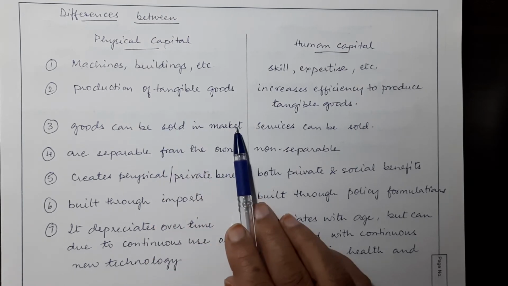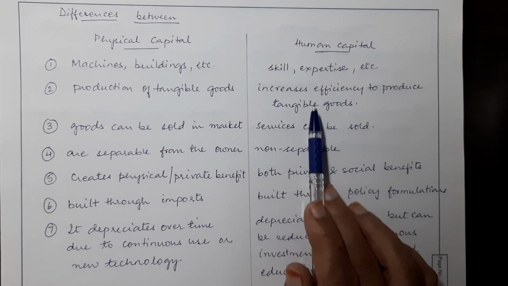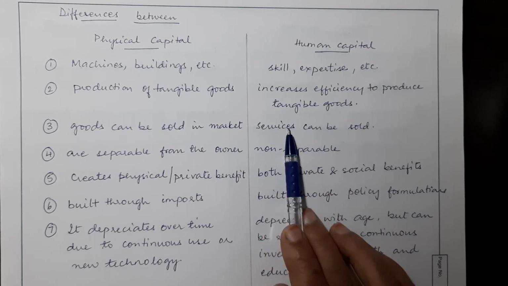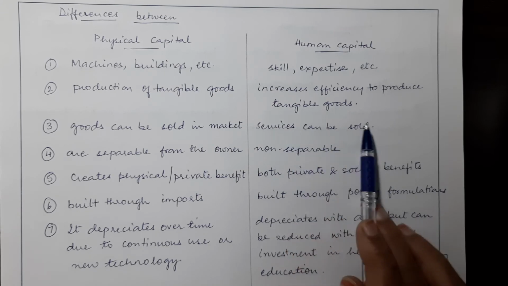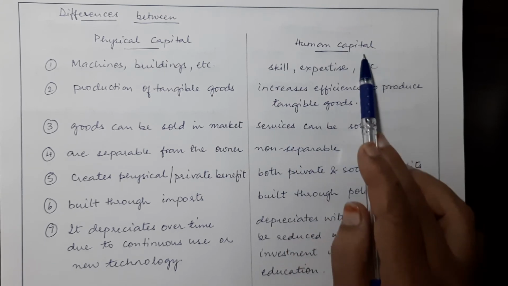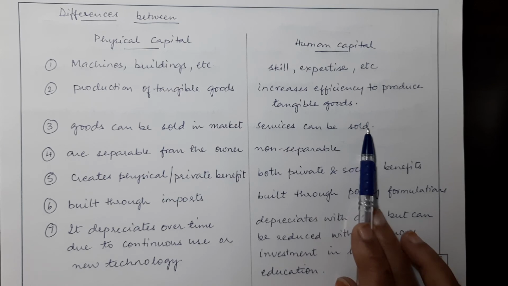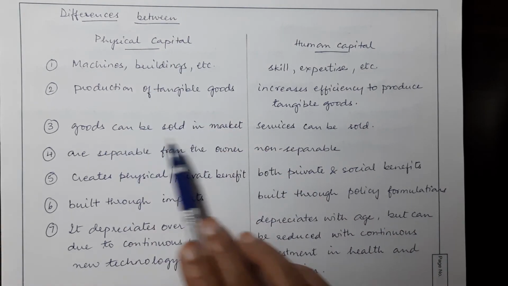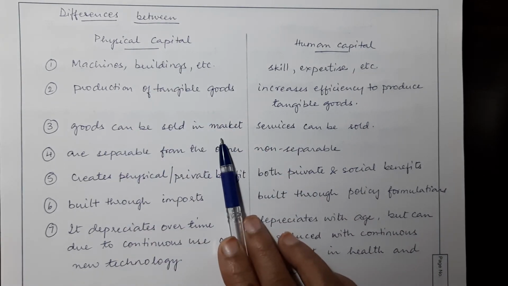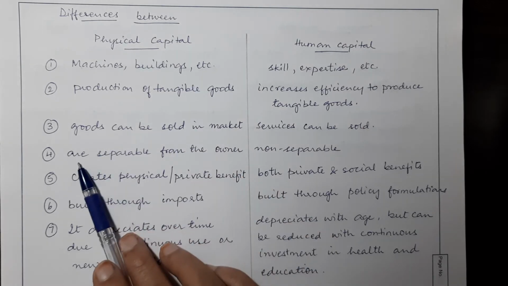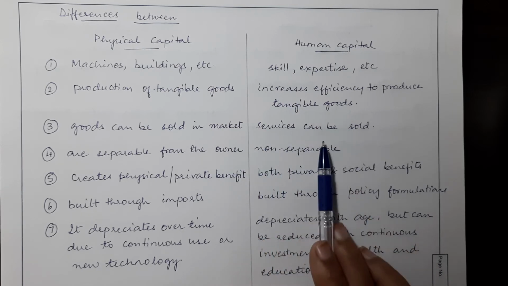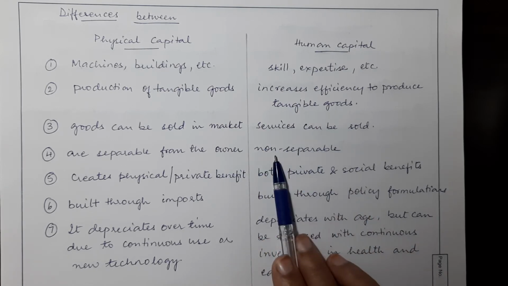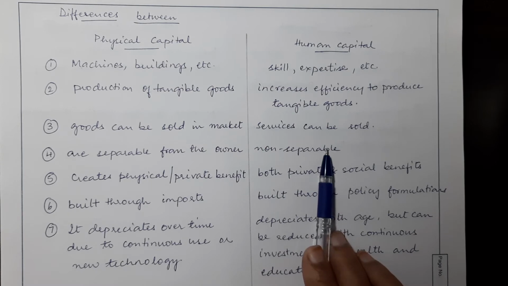So, they can be sold in the market. Whereas this human capital includes services. So, goods cannot be sold, but services can be sold in the market. So, under human capital, services can be sold, whereas physical capital, goods can be sold in the market. Physical capital, these goods are separable from the owner, whereas services include skill and expertise, isn't it? So, they are non-separable from the owners.